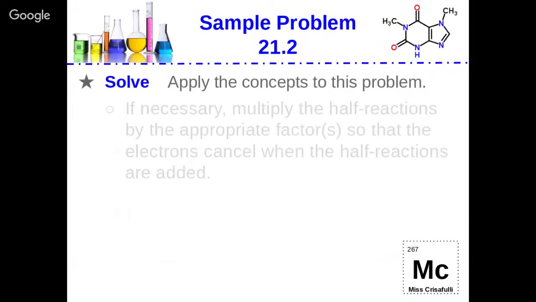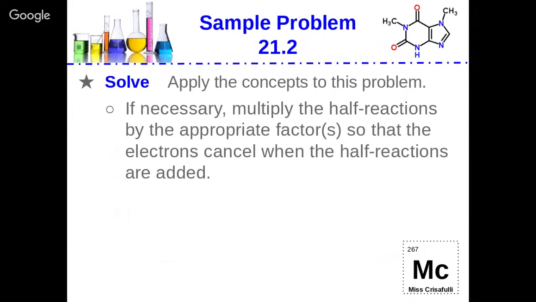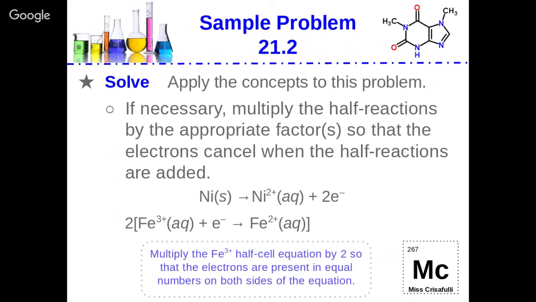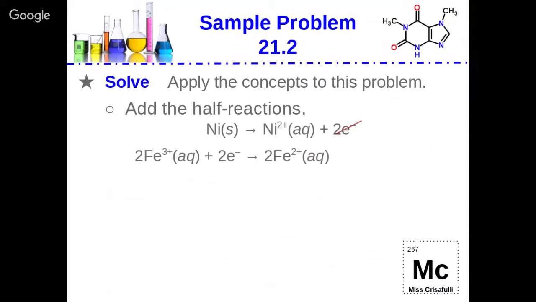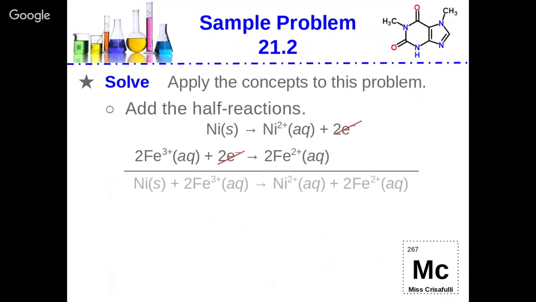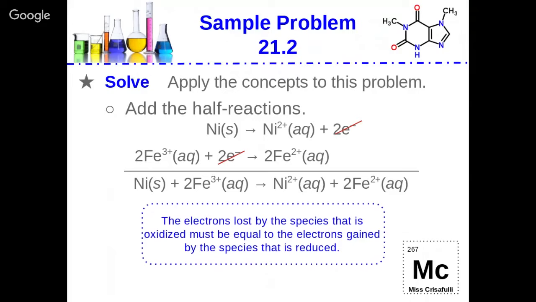Now what we have to do is multiply the half reaction so we can get our electrons to cancel. So when we do that, this is what we get. We're going to have to multiply the Fe3 plus equation by 2. And then we're going to add those two together. When we add those two together, remember our electrons are going to cancel, and we're going to end up with nickel solid plus 2 Fe3 plus gives Ni2 plus and 2 Fe2 plus. And remember, electrons are lost by the species that is oxidized, and they must be equal to the electrons gained by the species that is reduced. So if you did that correctly and your electrons cancel, you should get the right answer.